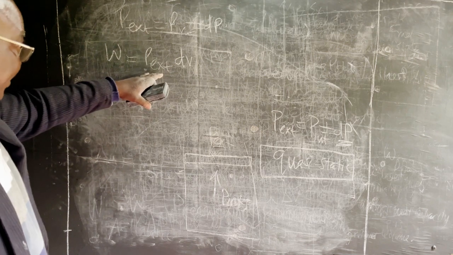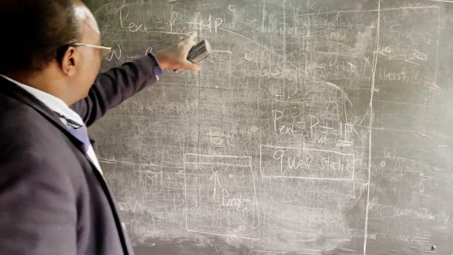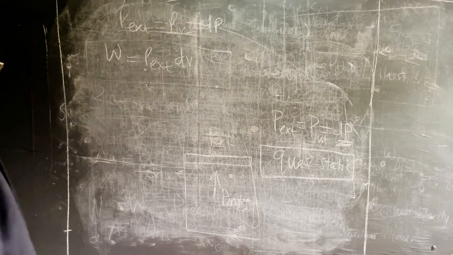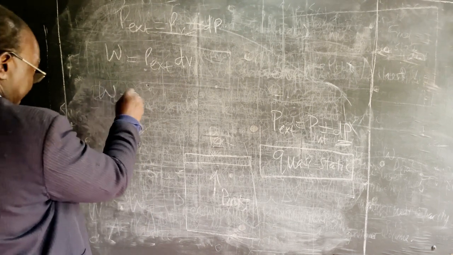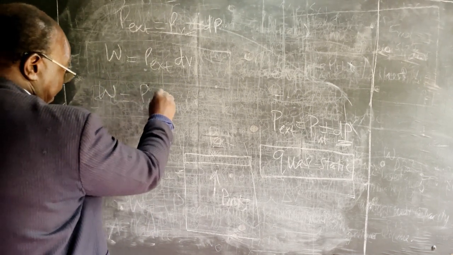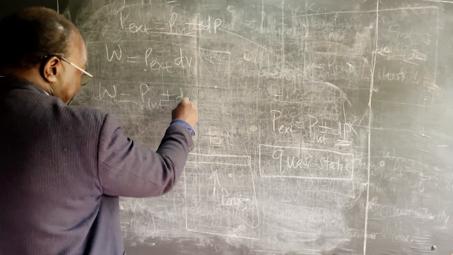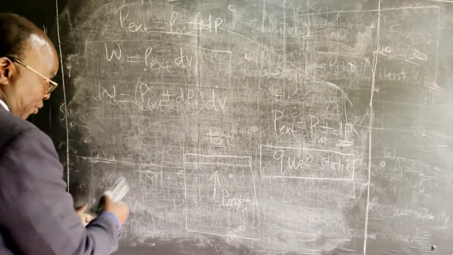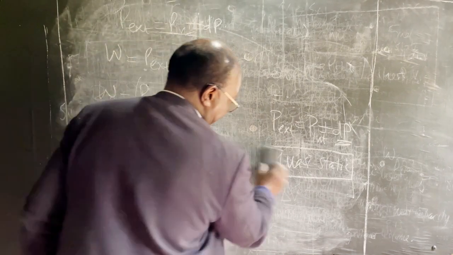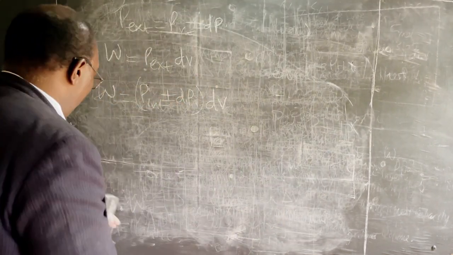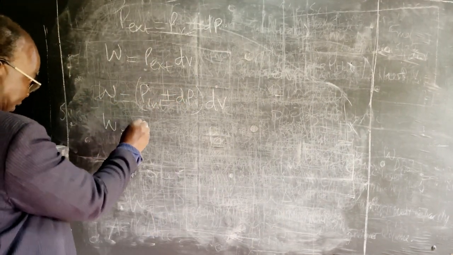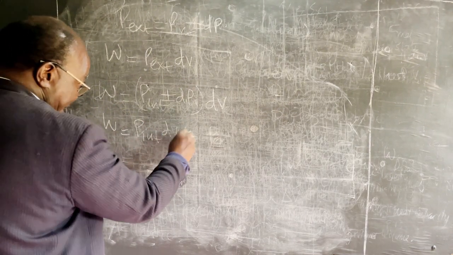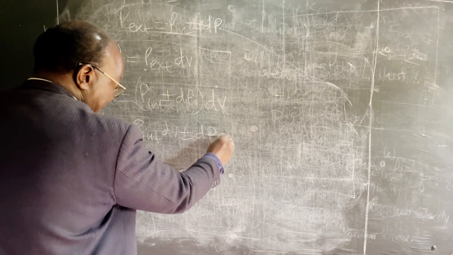So if we replace external pressure with the expression relating the internal pressure and external pressure under reversible expansion, then we have W will be equal to pressure internal plus or minus dP multiplied by dV. If you open up this particular bracket, then you will see that W is equal to internal pressure dV plus or minus dP times dV.